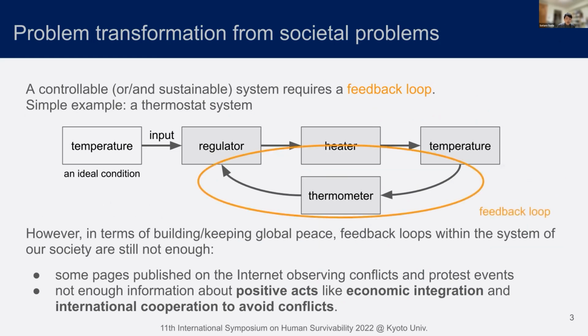However, in terms of building or keeping global peace, feedback loops within the system of our society are still not enough. Although there are some pages published on the internet observing conflict and protest events, there is not enough information about positive acts like economic integration and international cooperation to avoid conflicts.